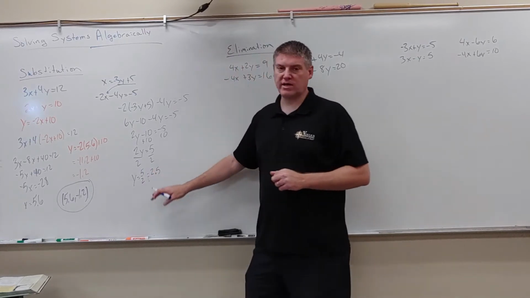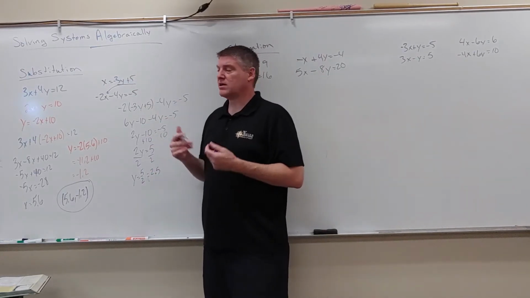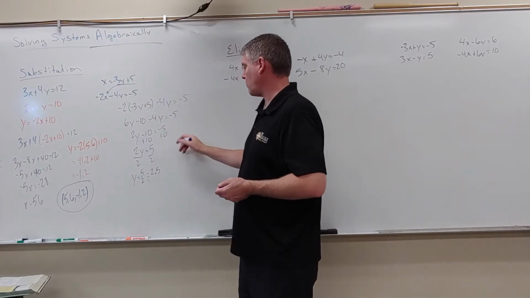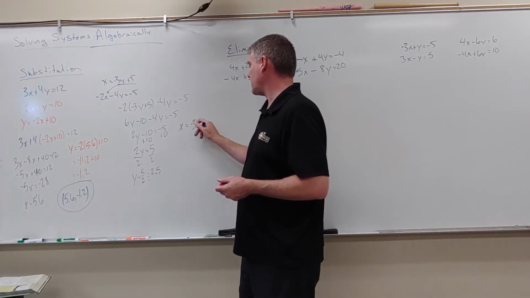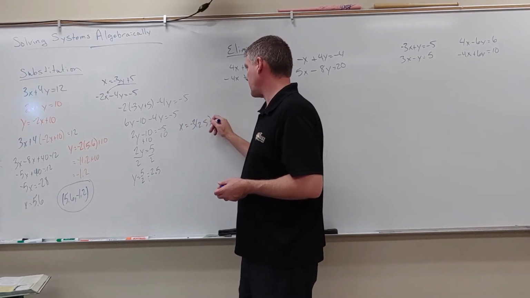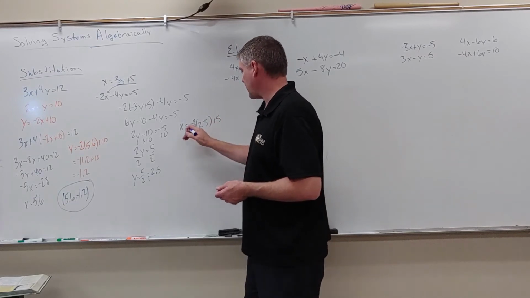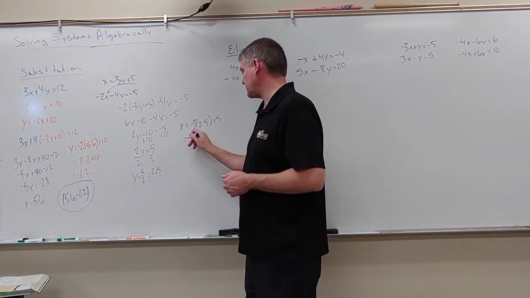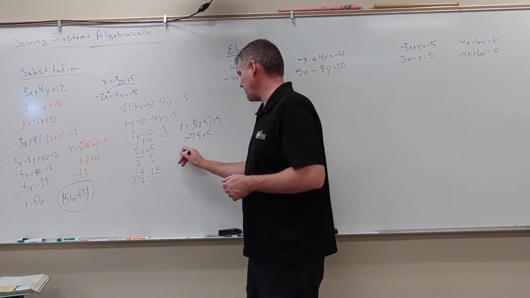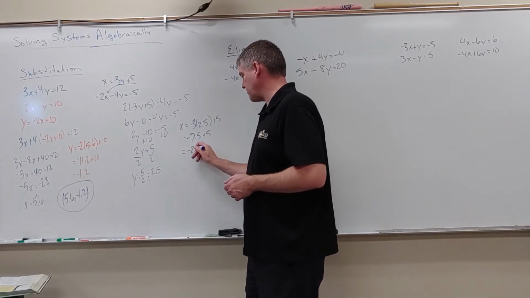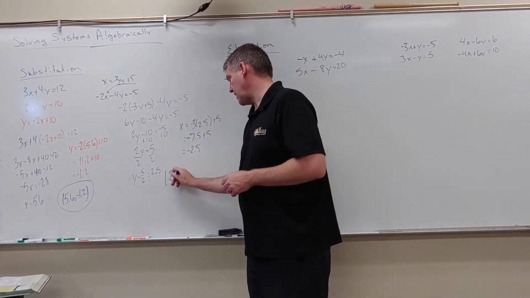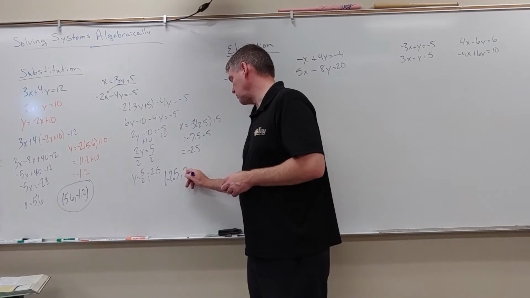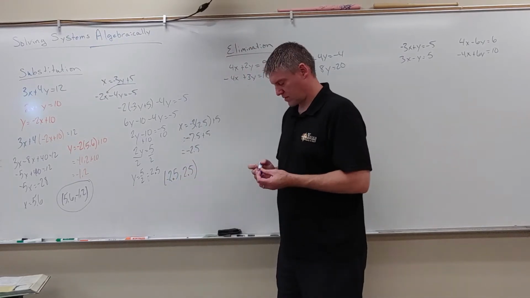Okay? I'm now going to take that value and plug it back in. Most of you probably prefer working with decimals. That's fine. So x equals negative 3 times 2.5 plus 5. Negative 3 times 2.5 is negative 7.5 plus 5, which gives me negative 2.5. Now I'm going to write this in coordinate form. So negative 2.5 comma 2.5. And there's my coordinate.